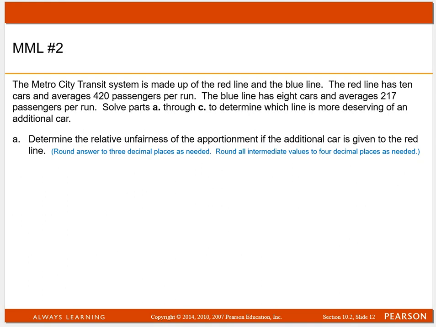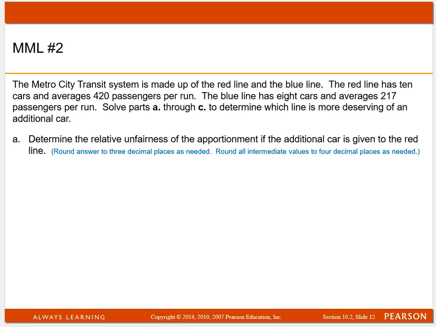My Math Lab number 2 wants you to determine who's more deserving of getting an additional car. You're going to use the apportionment criterion to figure this out. So you've got two transit city systems, the red line and the blue line. It's like subways or something.